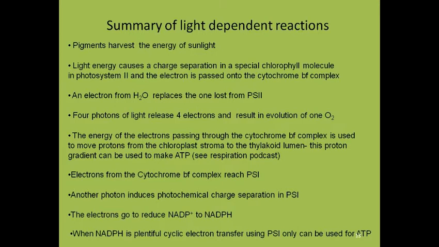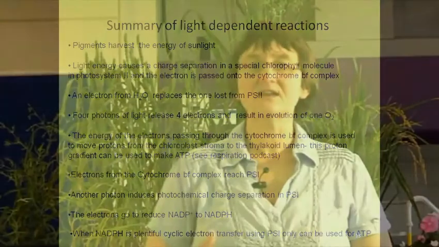The energy of the electrons passing through the cytochrome b6f complex is used to move protons from the chloroplast stroma to the thylakoid lumen. This proton gradient can be used to make ATP, as you'll see in the respiration podcast. Electrons from the cytochrome b6f complex reach photosystem 1. Another photon induces photochemical charge separation in photosystem 1, and the electrons go on to reduce NADP to NADPH. When NADPH is plentiful, cyclic electron transfer using photosystem 2 only can be used for ATP synthesis.